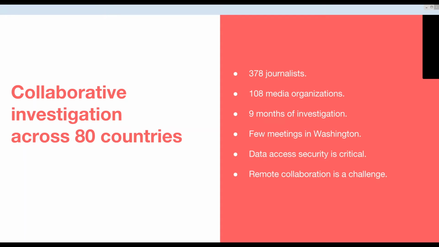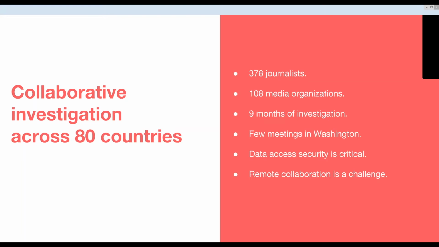So let me talk about what the Panama Papers investigation involved in terms of effort. So first of all, it was a very international investigation spanning across 80 countries around the world. It involved 378 journalists, 108 media organizations, including some of the biggest newspapers around the world. It also involved 9 months of an investigation, a few physical meetings in Washington and in Germany.